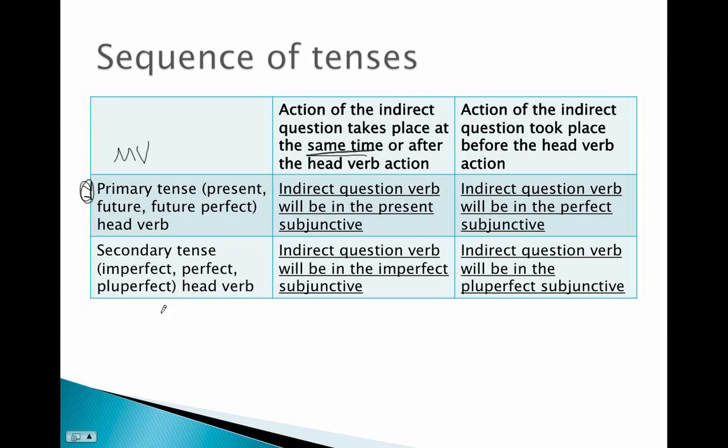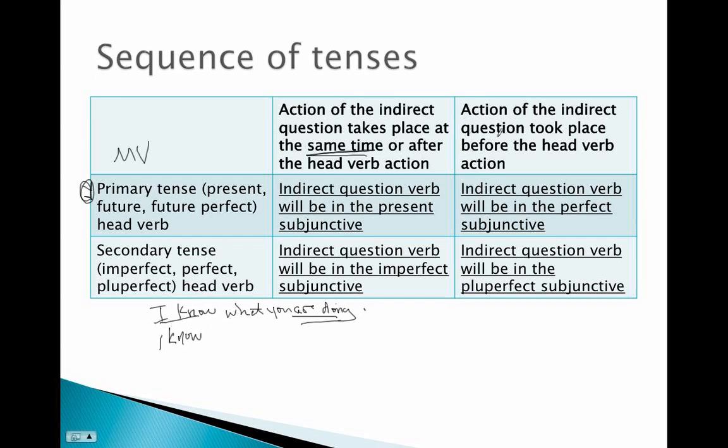So, for example, our sentence, I know, we're going to say, I know what you are doing. So, I know, present tense, main verb, primary tense, and what you are doing, whatever you're doing at the same time as I am knowing, then this doing is going to be in the present subjunctive.